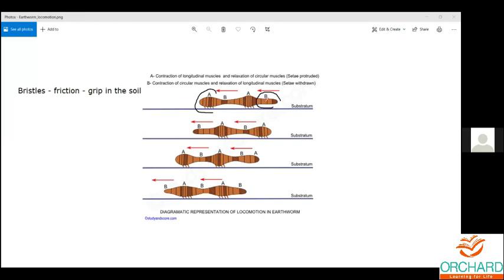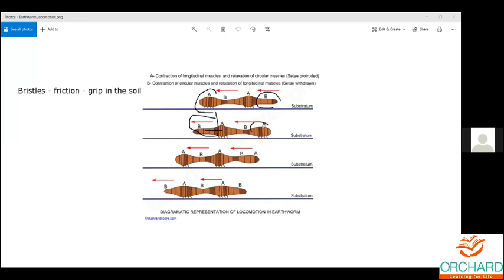So first, contraction will be done. This is the front area and this will be the back area. When the muscle movement is done, the front becomes thin in nature and long. Similarly, the rear end becomes bulged and thick. So the rear end becomes short and thicker, while the frontal end becomes long and thin.